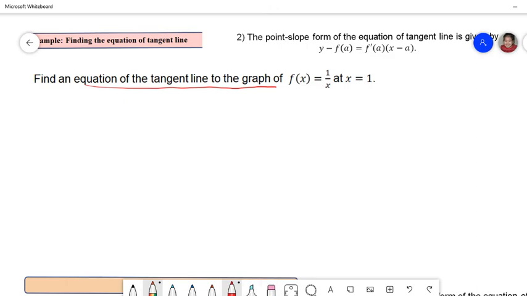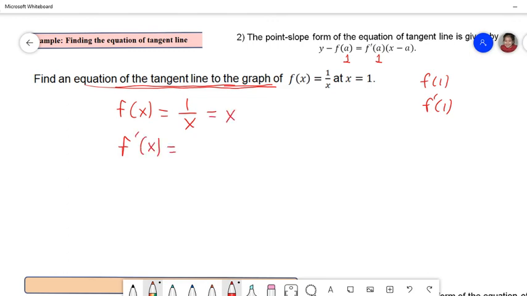If we want to write the tangent line to the graph of f of x equal to 1 over x at x equal to 1, we need to ask: what is a? A is definitely 1 here. Then we need to find f of 1, and we need to find f prime of 1. To get f prime of 1, we need to get f prime of x. So if this is 1 over x, how can we get f prime of x?